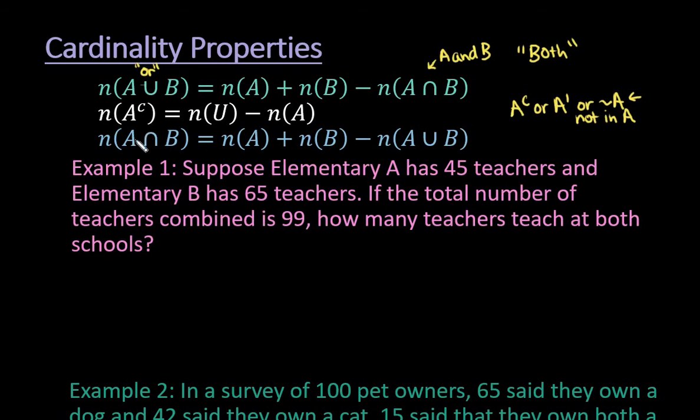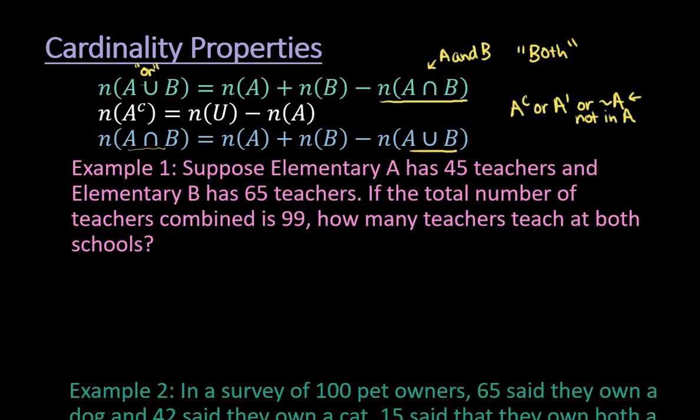And then the last one is basically just the first one, but we just took and solved for the number in A and B. And basically all that happens when you do this mathematically is the A and B and the A or B just switch locations. Otherwise, it's pretty much the same property as the first one. So let's look at a couple of examples.